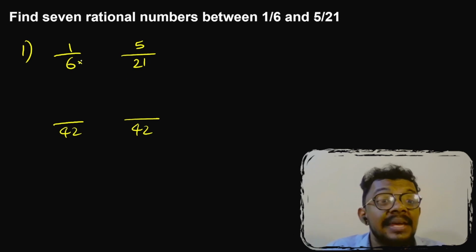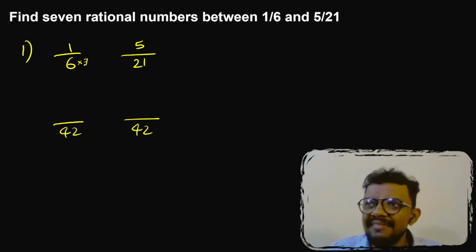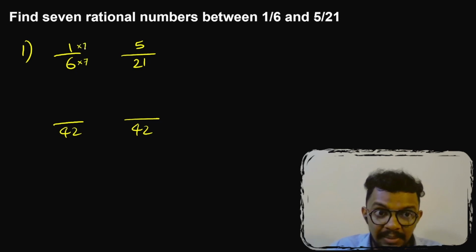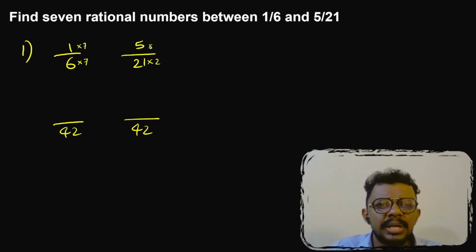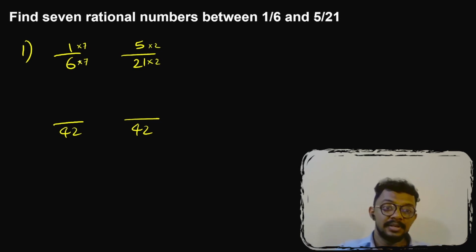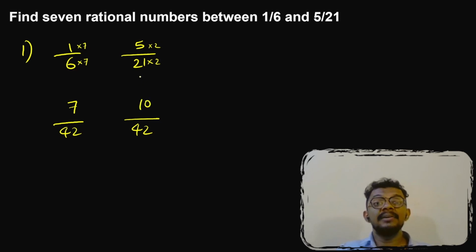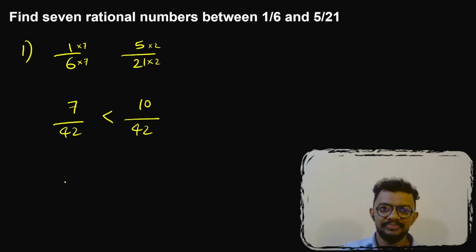6, in order to make it into 42, I have to multiply by 7, and the same 7 in the numerator. 21, I should multiply by 2, and the same 2 in the numerator. So 1 into 7 is 7, 6 into 7 is 42. 5 into 2 is 10, 21 into 2 is 42. I got 7 by 42, which is less than 10 by 42.